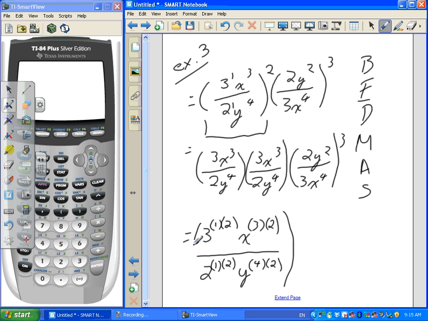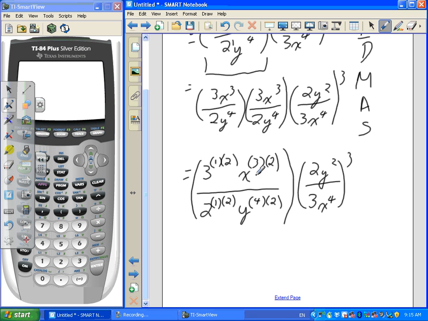This is our power rule. So what I've done is I've distributed this power of 2, and I'm multiplying it by all of the exponents inside of the brackets. That's our power rule. Remember, that's the third one I showed you. I'm not going to do anything to the second bracket yet. I'm going to do this one at a time. Okay?